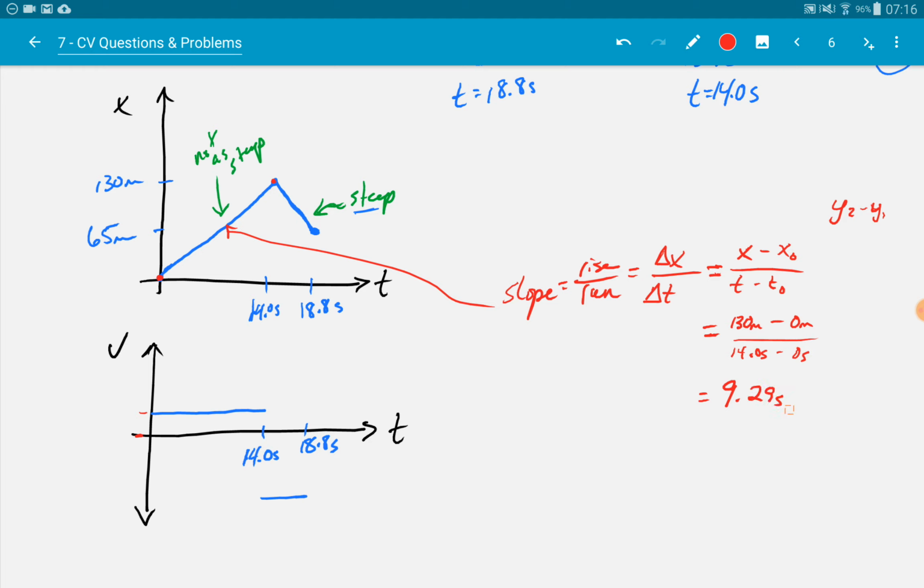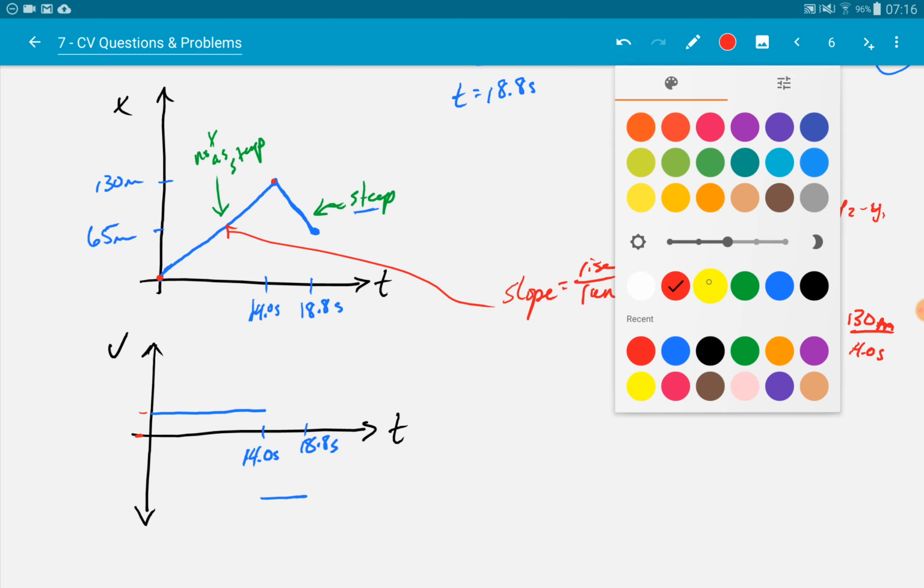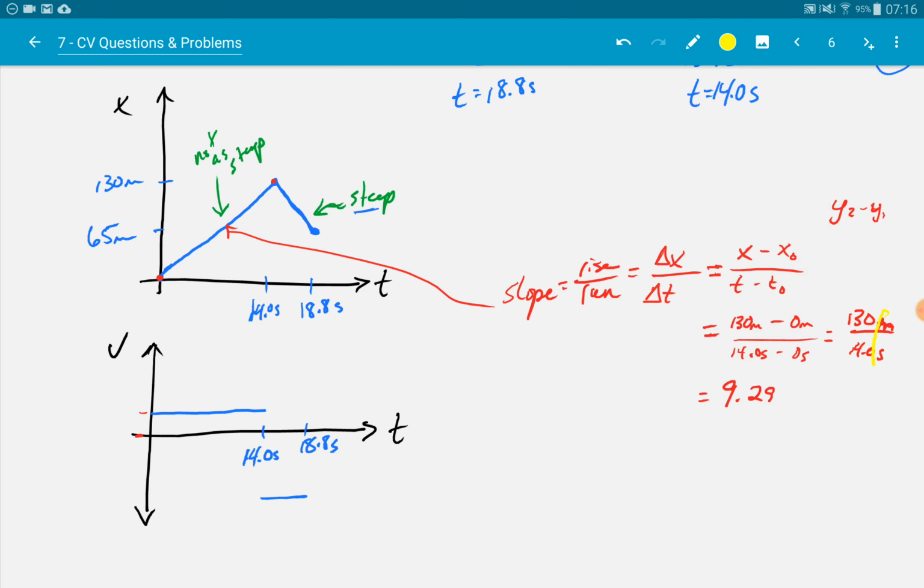Oh, sorry, not seconds. Let's look at the units up here. Let me rewrite that. That's 130 meters per 14.0 seconds. Well, what's my unit? My unit is literally, and this is true every time, whatever units I have right there. So my unit is just meters per second.